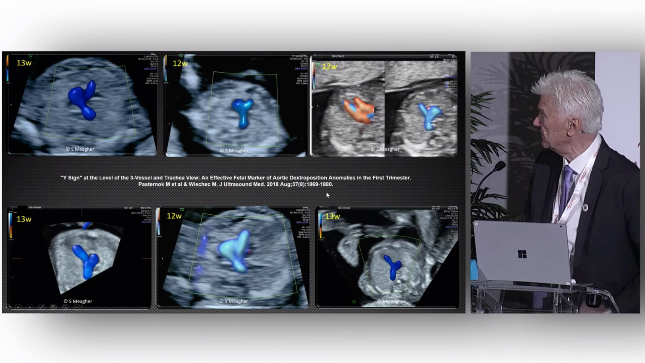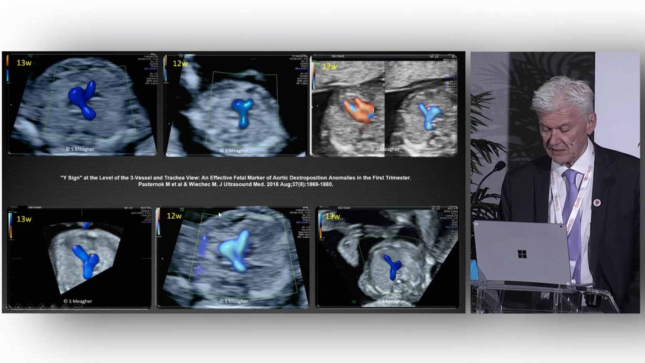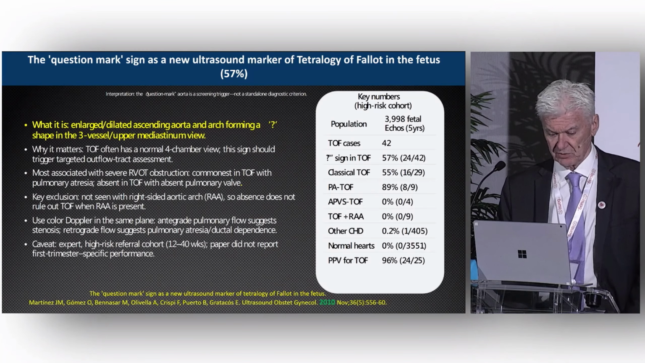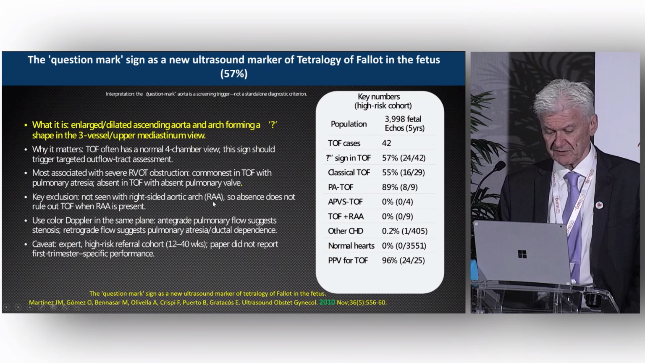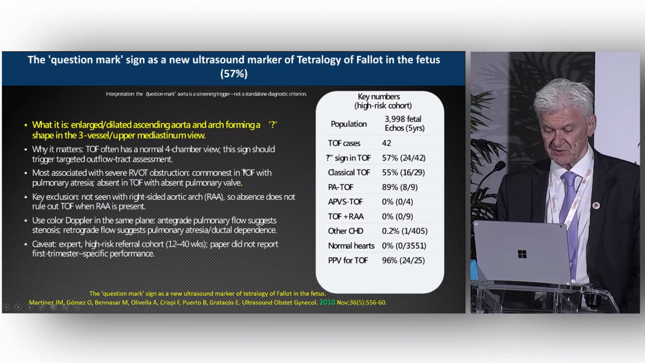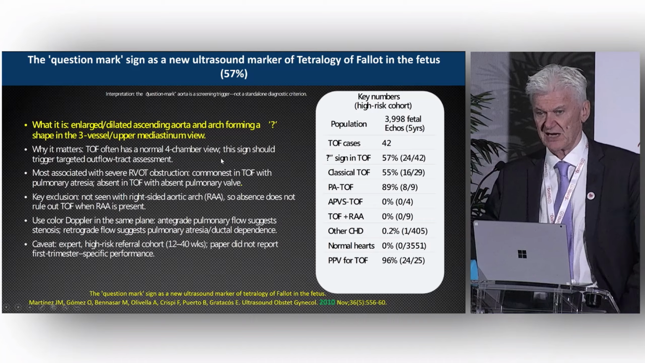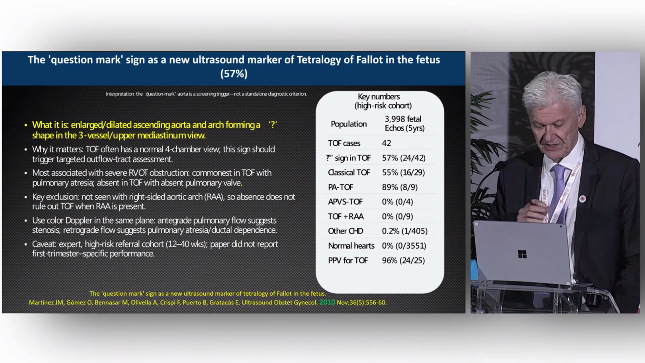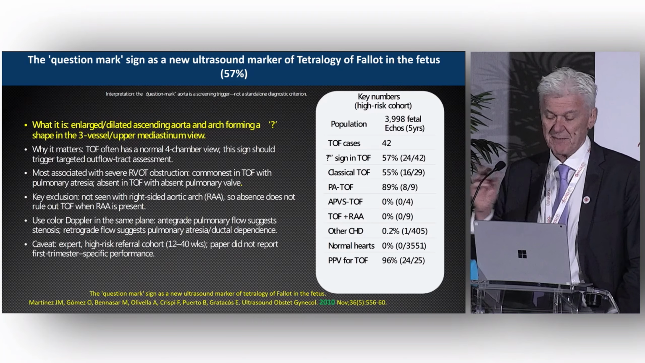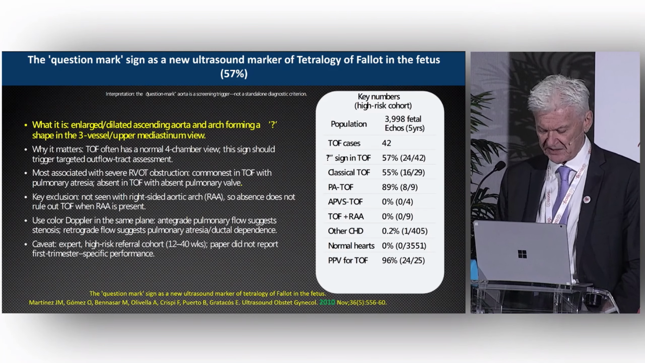And these are 6 cases of Tetralogy of Fallot, which I'll go through in a little bit more detail tomorrow as I talk about first trimester. This was from Fatima's group and Gratacos's group, and a really nice paper looking at the question mark sign, Tetralogy of Fallot. And this is only for Tetralogy of Fallot with a left aortic arch. It's interestingly not present, well, it makes sense in a sense, it's not with a right aortic arch.